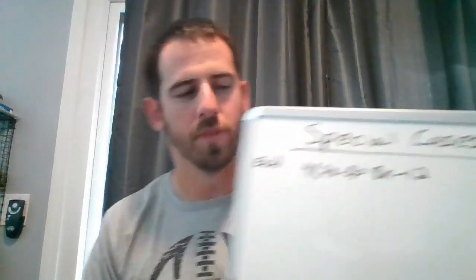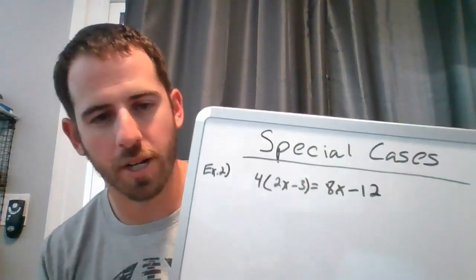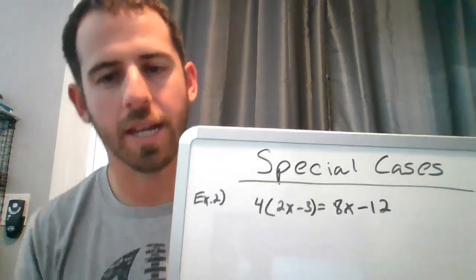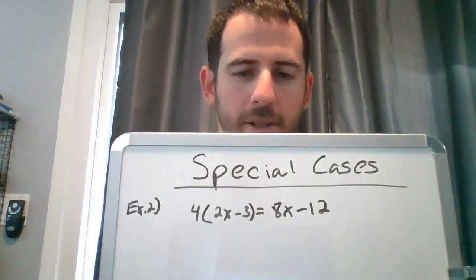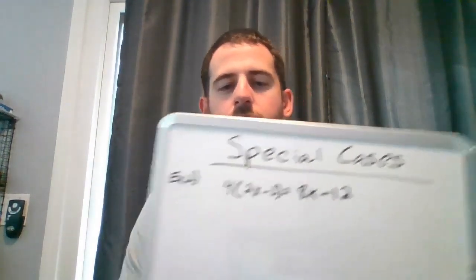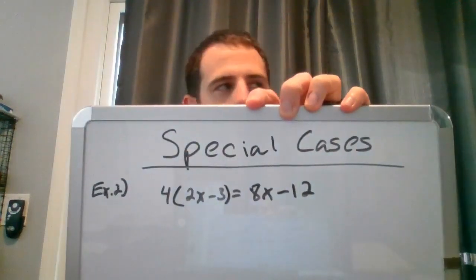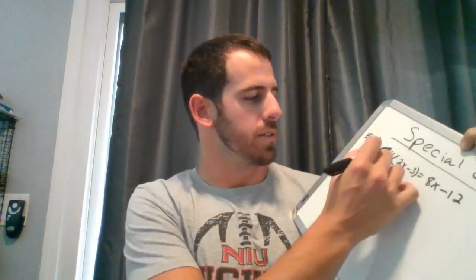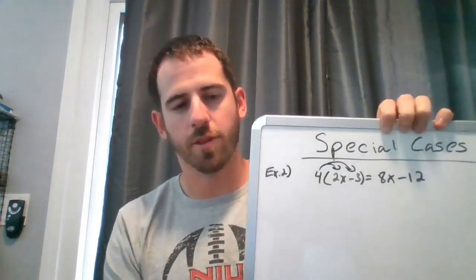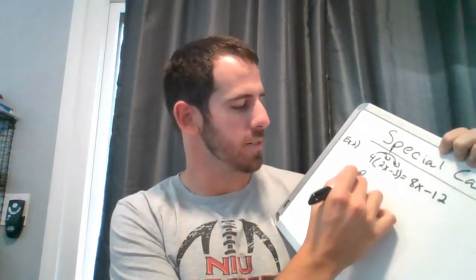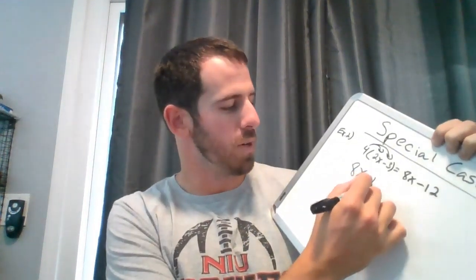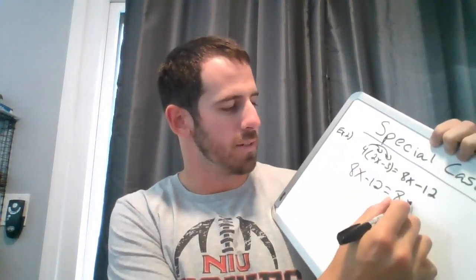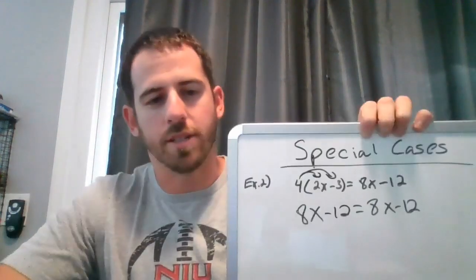All right, example 2. We have 4 times the quantity of 2x minus 3 equals 8x minus 12. Okay, so I added just one more step in here. It's the same type of stuff. We need to distribute first. Pause if we need to. Okay, distribute the 4 to both things inside the parentheses. So we have 4 times 2x, that will give me 8x. And then we have 4 times negative 3, so that will give me negative 12. And then we rewrite the right side.